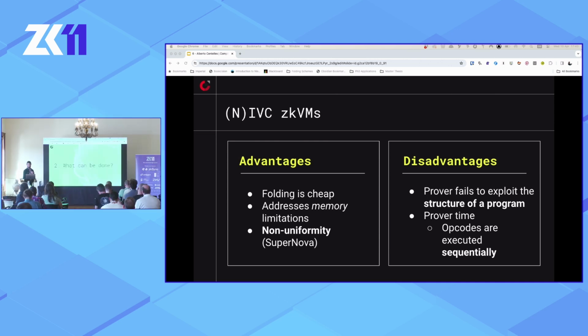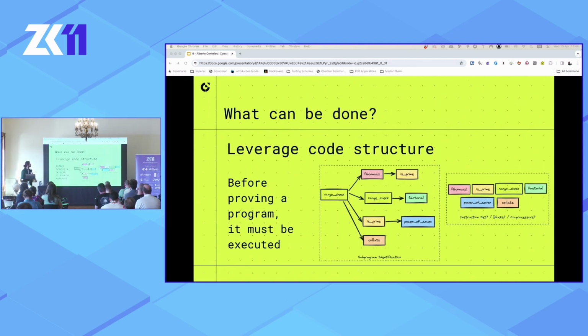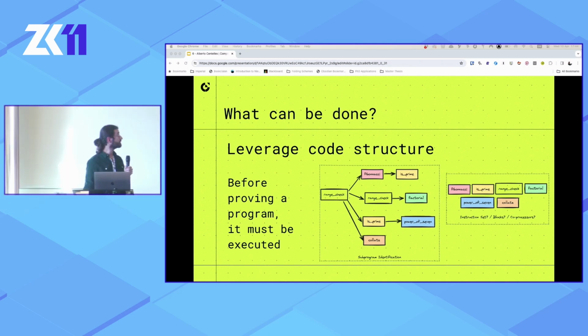So what can be done? Well, the first thing that we can notice is that we can leverage code structure. Before proving any program, we are generally generating the execution trace, meaning that we know at each gate which inputs and outputs have been passed. And we know the patterns of a program.